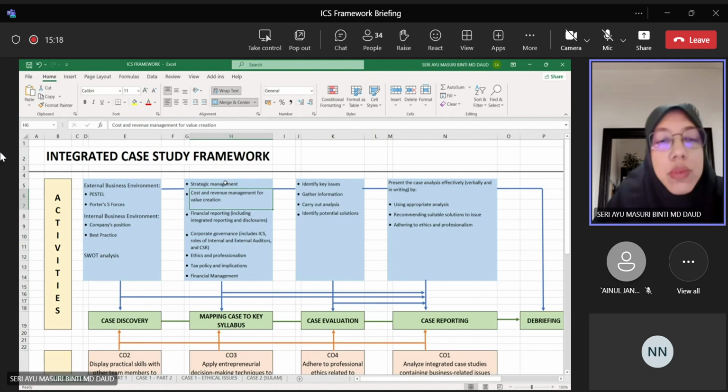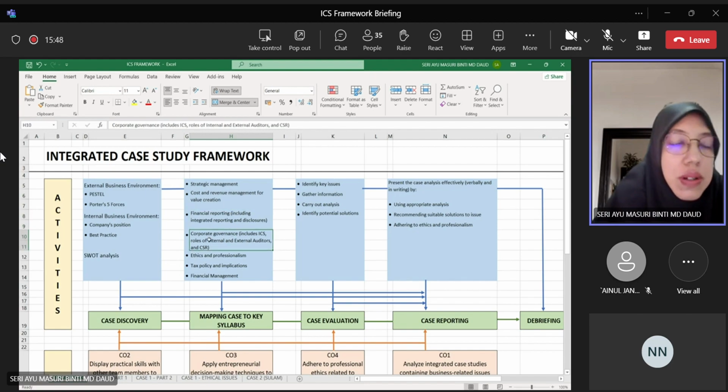Or if you don't have a diploma, when you start your degree, basically these are all that you have learned. You learn strategic management, and then costing and management accounting. Okay, so cost and revenue management for value creation is really your costing and management accounting. Of course, financial reporting. Under financial reporting, we also cover disclosure, right? Non-financial information disclosure, like integrated reporting, sustainability reporting. All right, and of course, corporate governance is another important subject that you have learned.